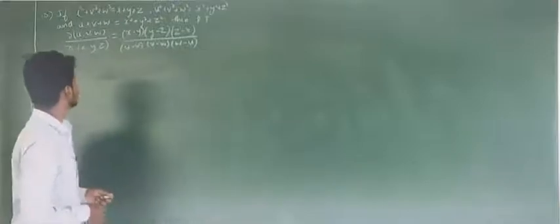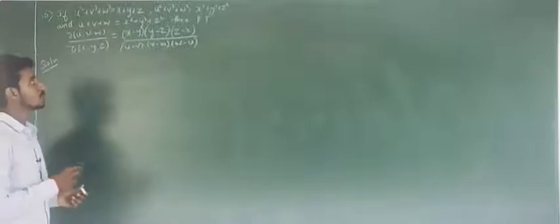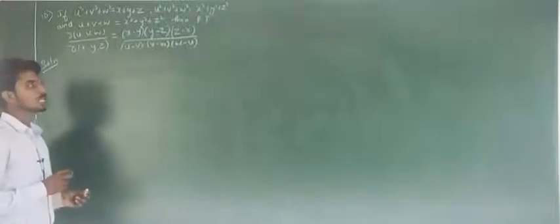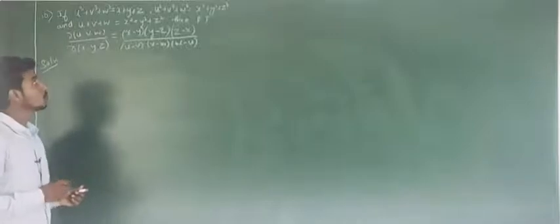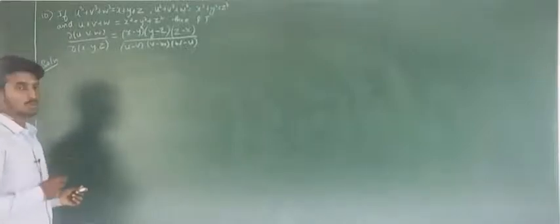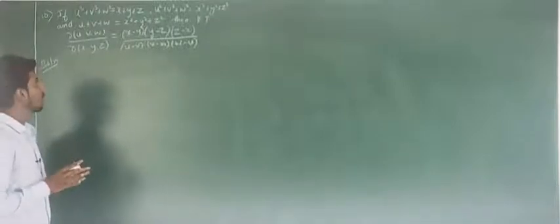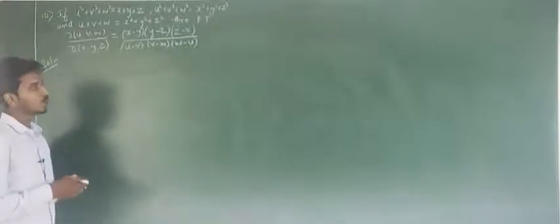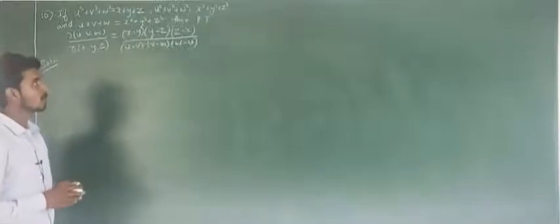We'll start with the question: if u cube plus v cube plus w cube equals x plus y plus z, and u square plus v square plus w square equals x cube plus y cube plus z cube, and u plus v plus w equals x square plus y square plus z square, then we have to prove that dou of u comma v comma w divided by dou of x comma y comma z is equal to (x minus y) into (y minus z) into (z minus x), whole divided by (u minus v) into (v minus w) into (w minus u).